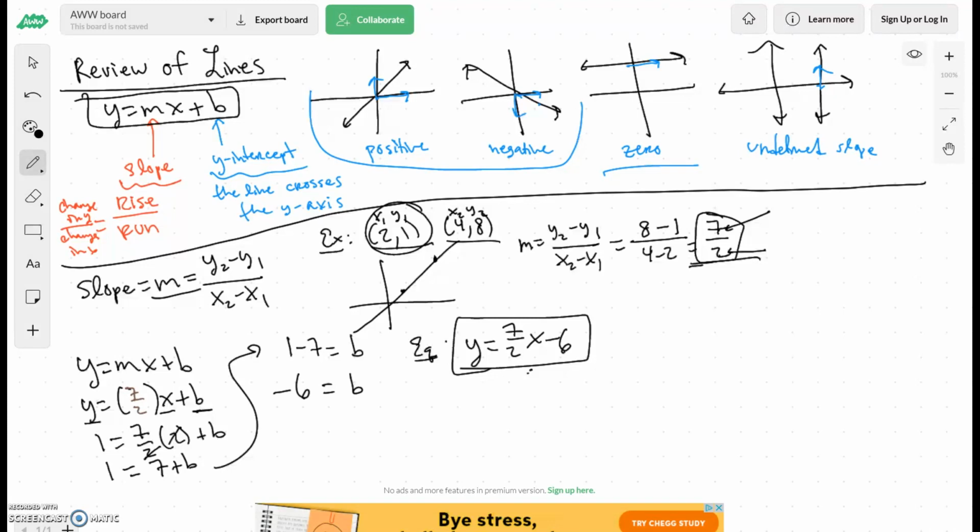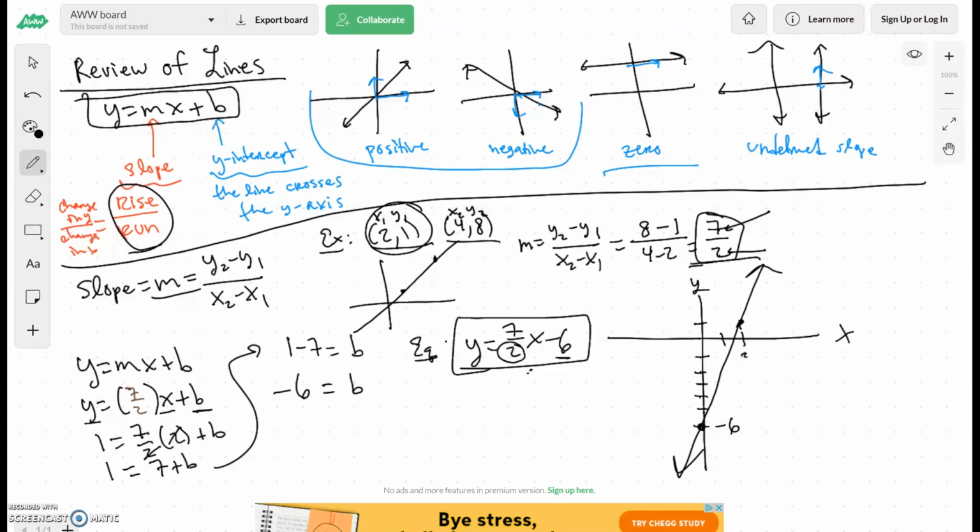If I were to graph this line, what this negative 6 is telling me is that I'm down on the y-axis, negative 6 units: 1, 2, 3, 4, 5, 6. So here's negative 6, and I'm going to put a little dot there. This is telling me the rise over the run. That means I'm going up 7 units: 1, 2, 3, 4, 5, 6, 7. And then I go over 2 units: 1, 2. And this gives me my line itself. So graphically, that's what it looks like.